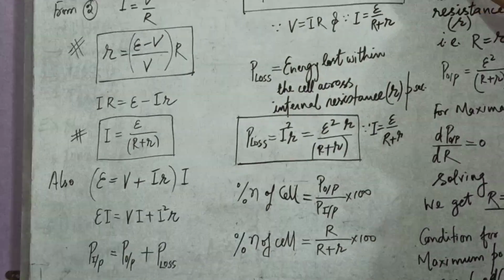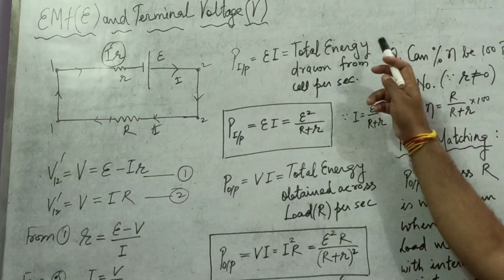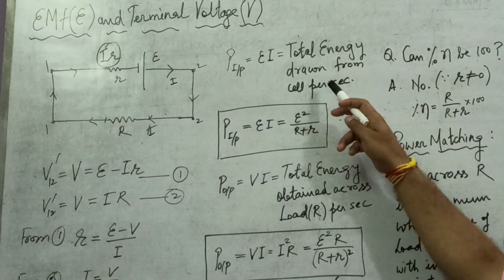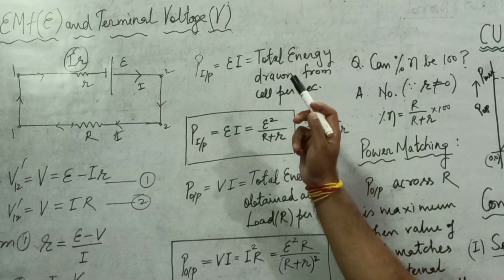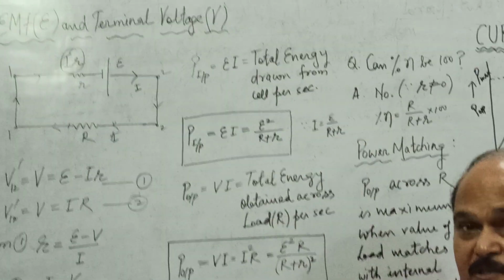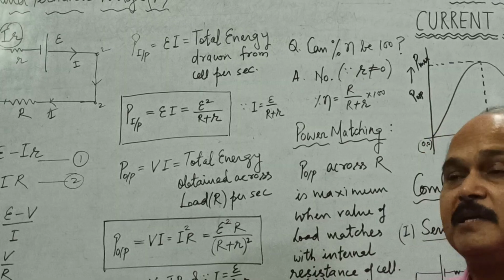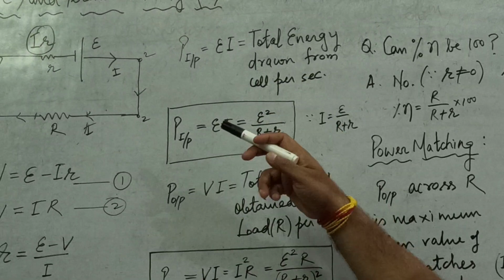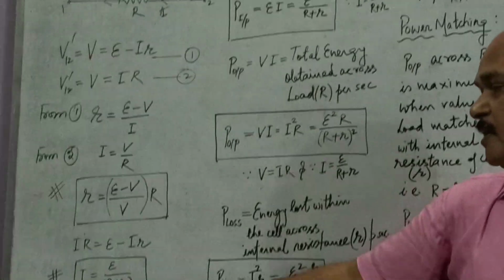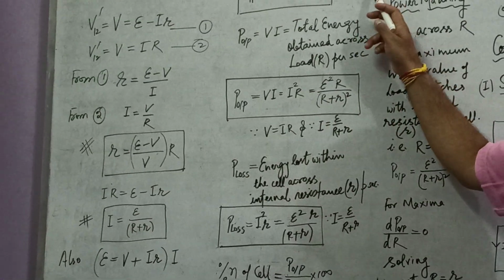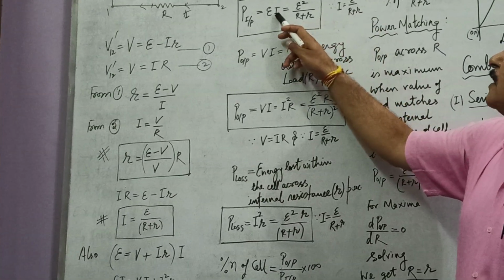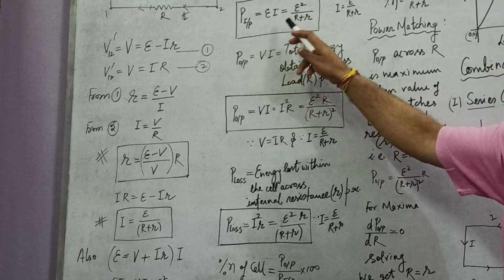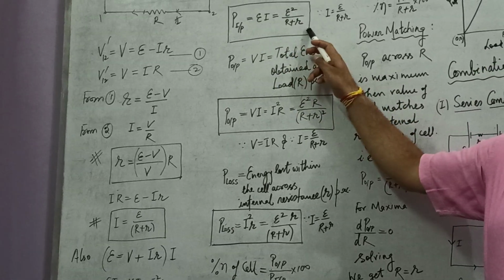Power input is nothing but the energy drawn from the cell per second. Power input is the total energy drawn from the system called cell every second, and of course that is EI. And we know the value of I as what? E upon R plus r. If we substitute this value of I here, we get the power input as E square upon R plus r.